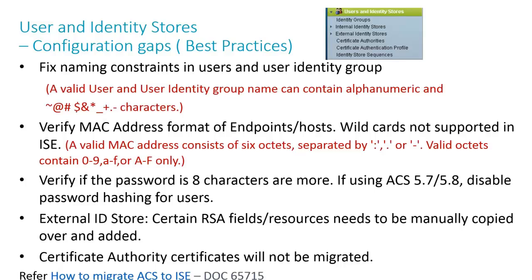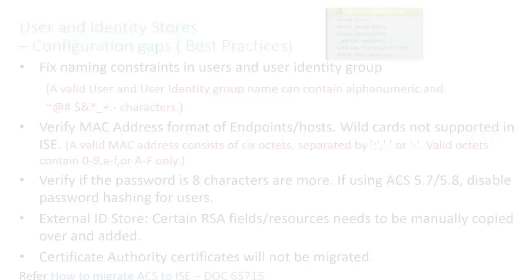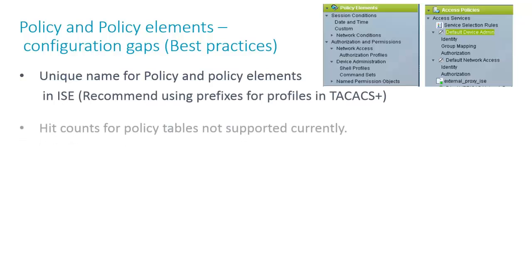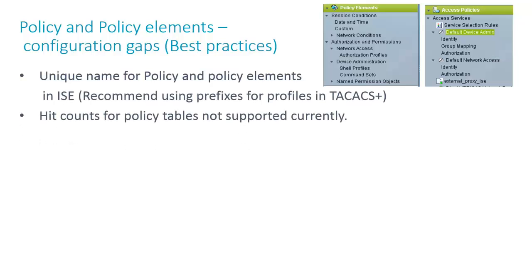Policy and policy elements. Here, ISE shares the namespace between RADIUS and TACACS, so the names have to be unique for both the policies and policy elements. This applies to the authorization policy and policy elements such as authorization profile, shell profiles, and so on. So if you are using TACACS shell profiles, please use certain prefixes so that you understand that these are specific to TACACS. Hit counts are not supported in ISE.